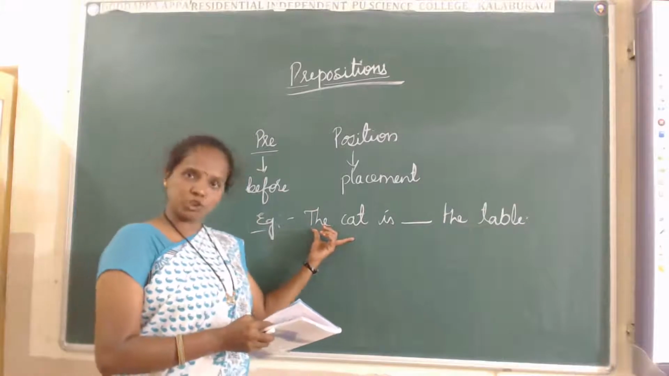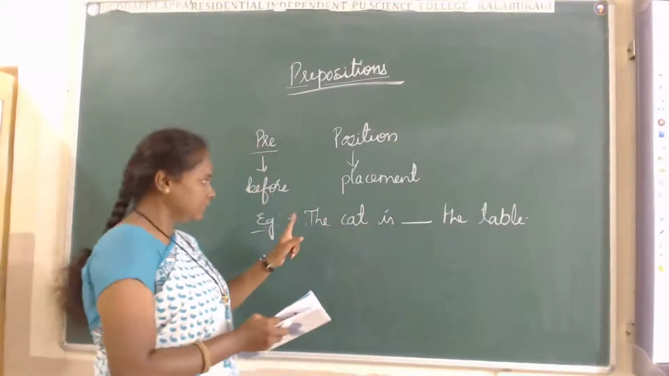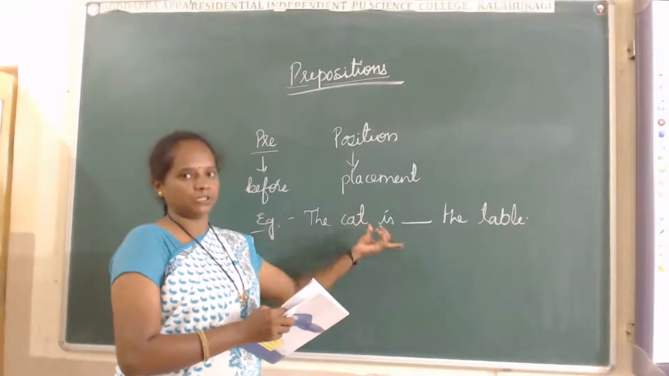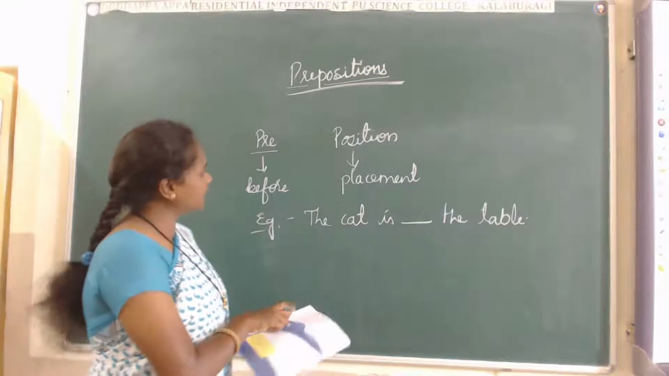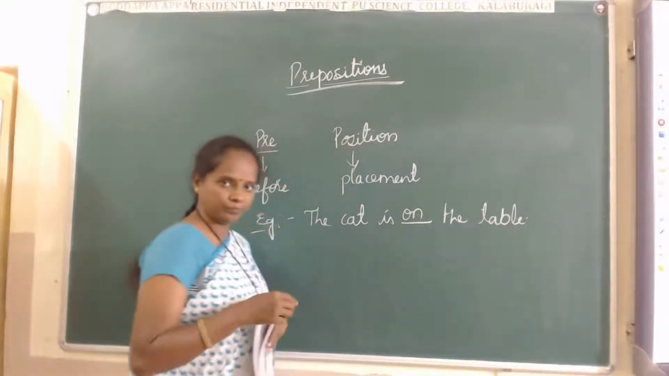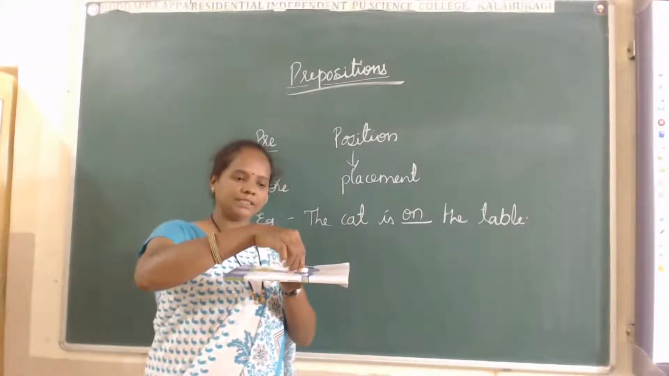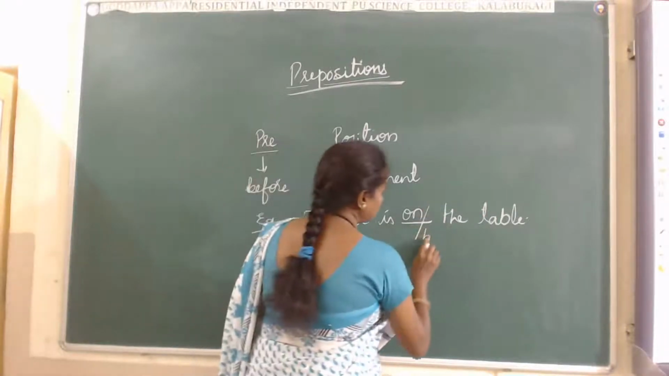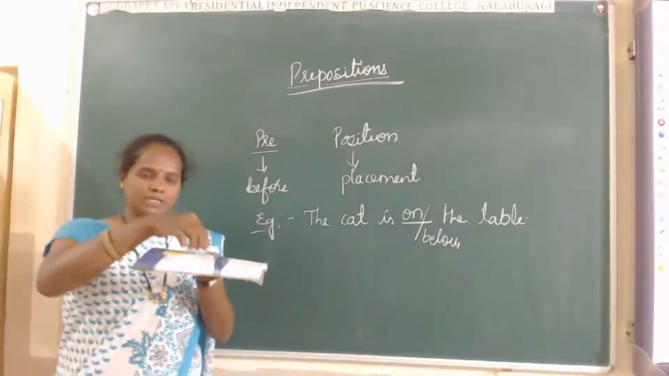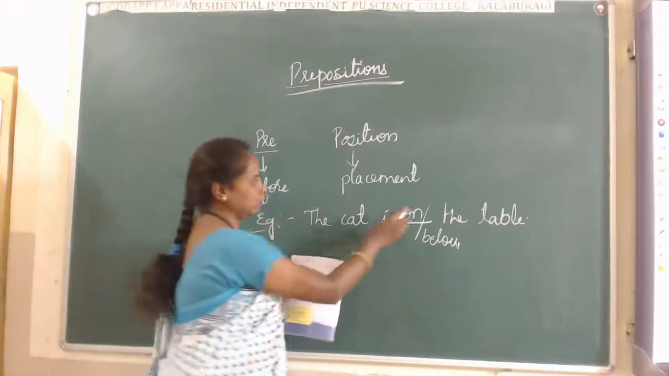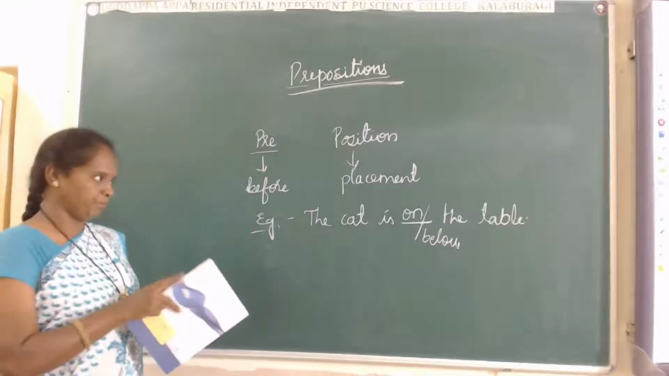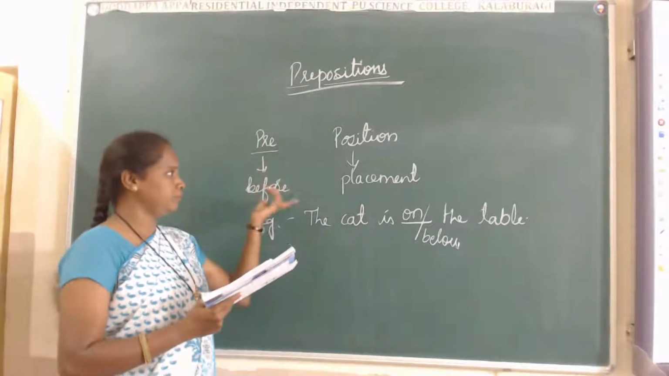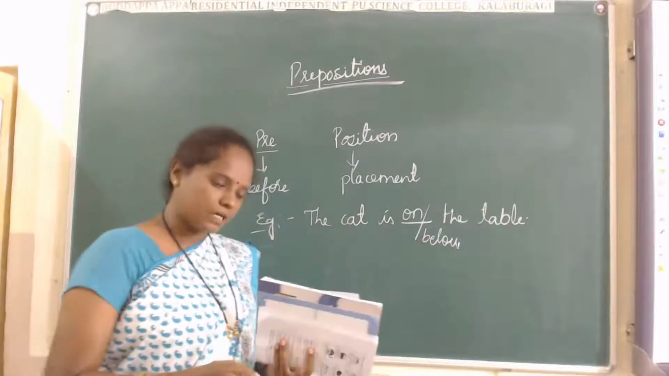Here, the cat is also a noun. The table is also a noun. I told you, it connects nouns and pronouns, and it gives meaning to the rest of the sentence. What happens? The cat is on the table. The cat is sitting on the table, or below the table also we can see. The cat is on the table or below the table. Did you get this one? Placing before the noun.